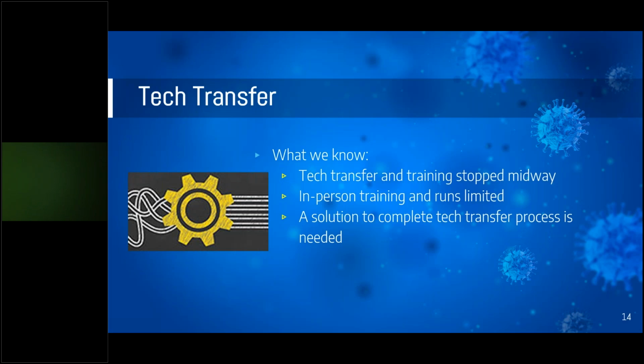So how do we make all of this better, and how do we do it all during a global pandemic? Well, we'll start with the tech transfer and what we know. So we know from the problem statement that the tech transfer started and stopped maybe about midway through. We also know that in-person training and runs are very limited. Because of COVID, we know that there is very little or potentially even no in-person training that can happen. And so we need to come up with a solution to complete all of this in a very timely and efficient manner while not being physically on site. Next slide.